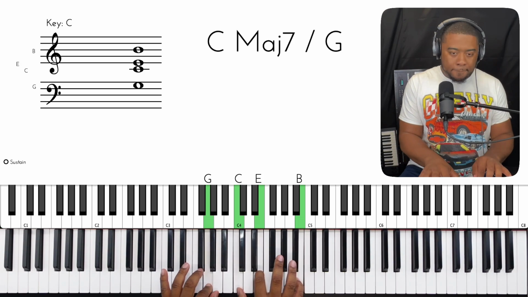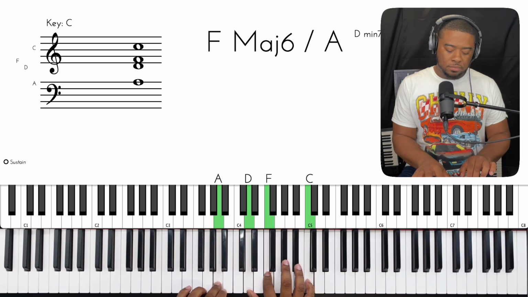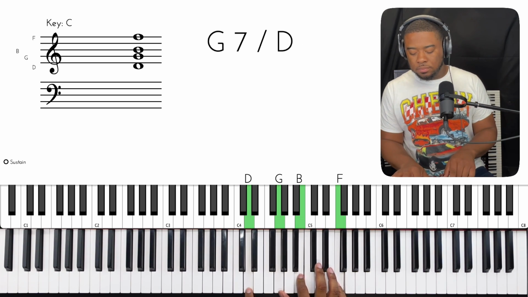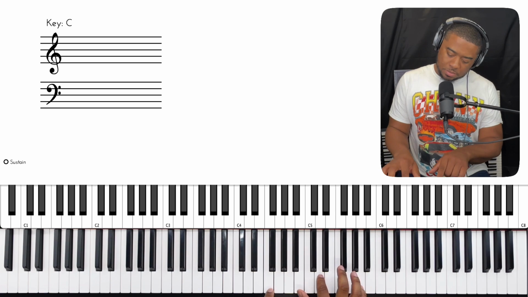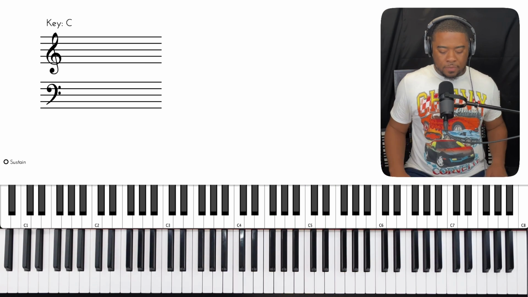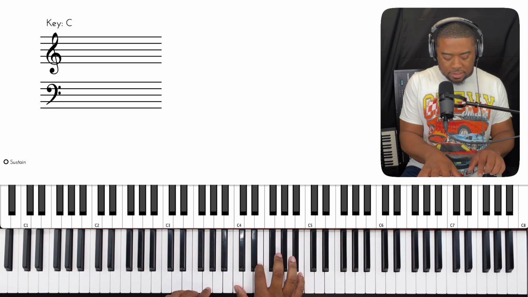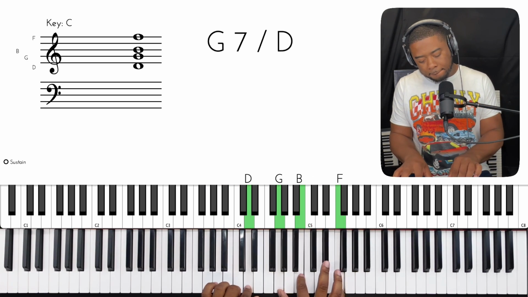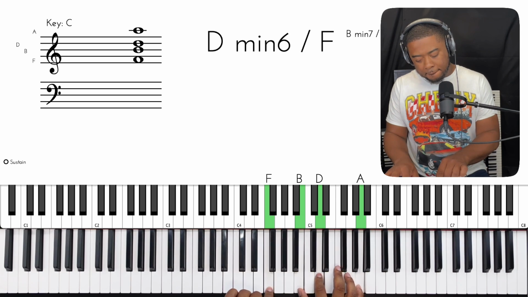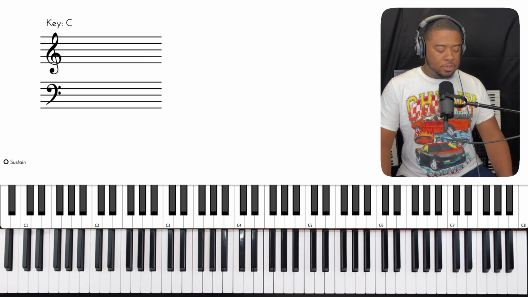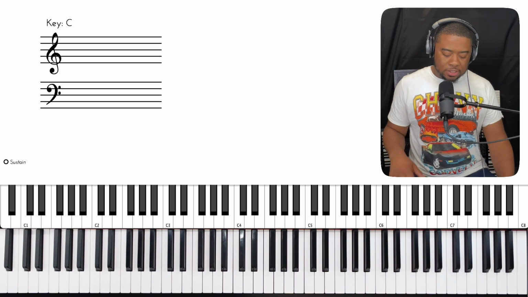Here we go. All right, let's do it again. Play it a little faster. All right, so that's the drop 2 for the C major scale / A minor scale.